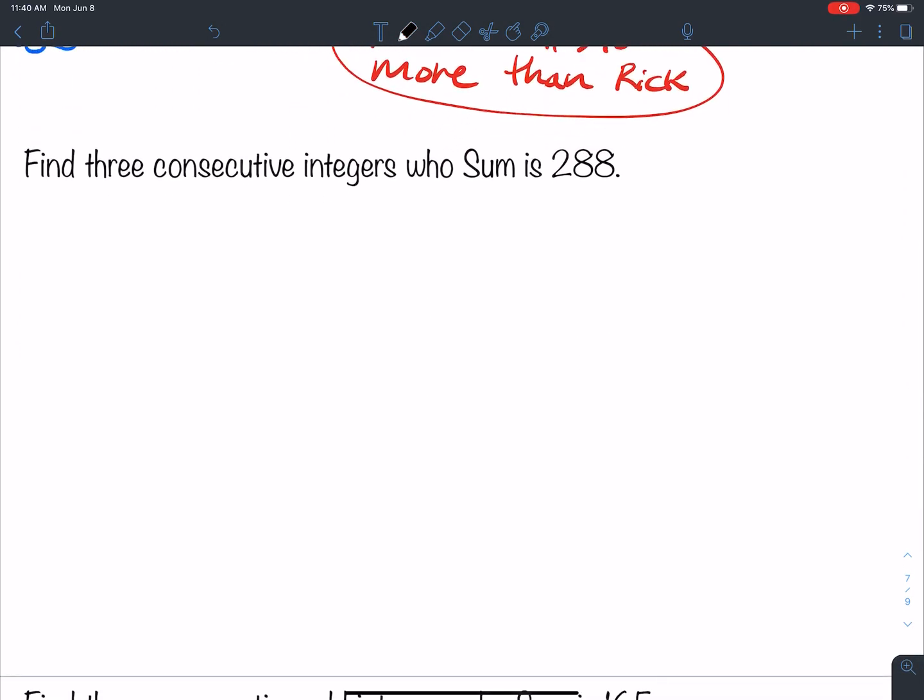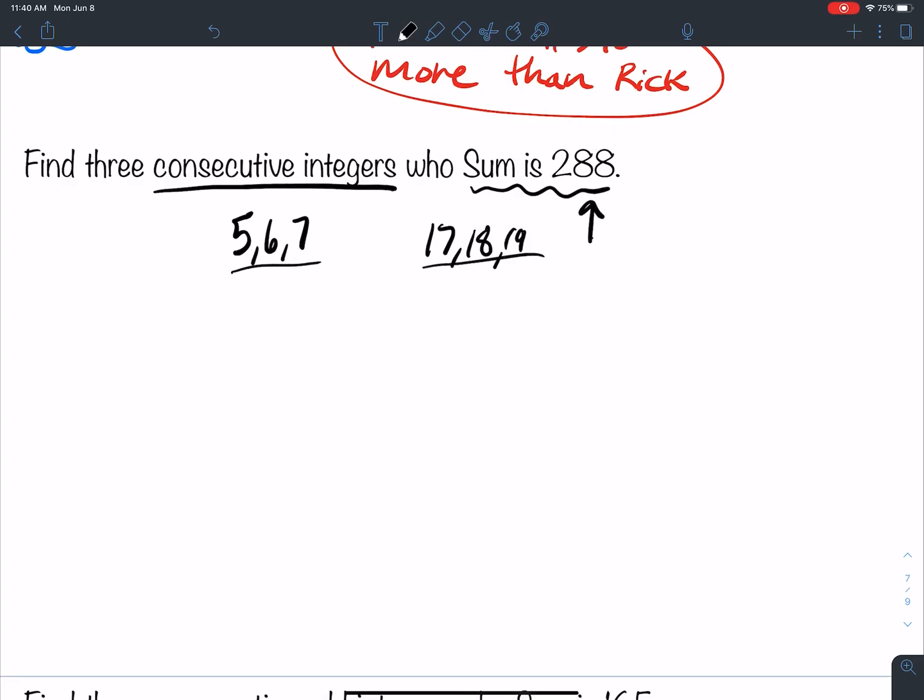All right, next problem. We want to find 3 consecutive integers whose sum is 288. Now, consecutive integers would be like 5, 6, 7. They're all next to each other, okay? Or 17, 18, 19. Those are consecutive integers. So we need to find 3 numbers that when we add them together, we get to 288. Now, I don't have a clue what these numbers are.